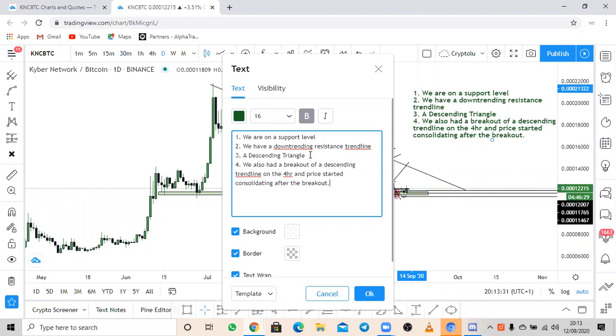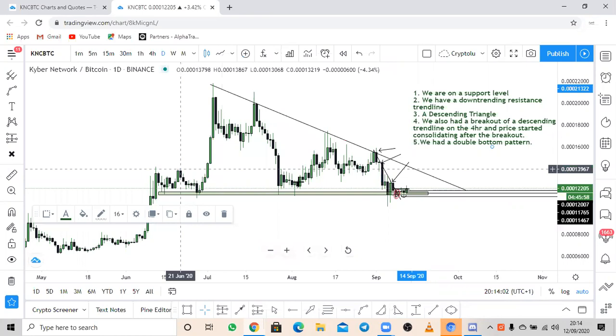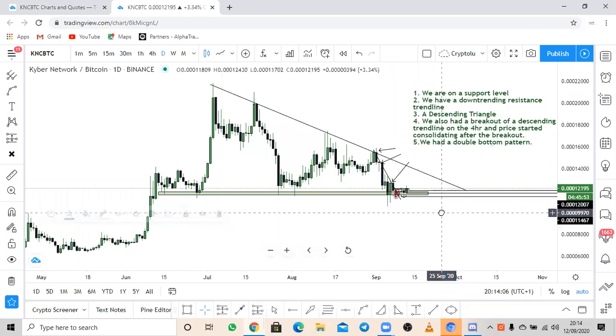Then number 5, on the 1-hour we had a double bottom pattern. So this is more than enough confidence reasons to take this trade here. Like I said earlier, the breakout on the double bottom on the 1-hour is nothing compared to the target on the daily chart.